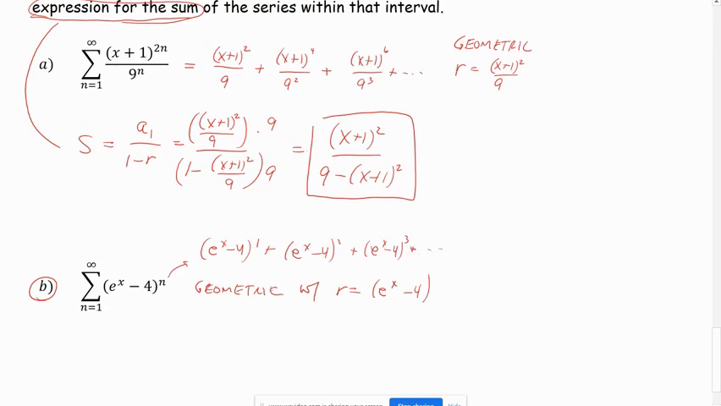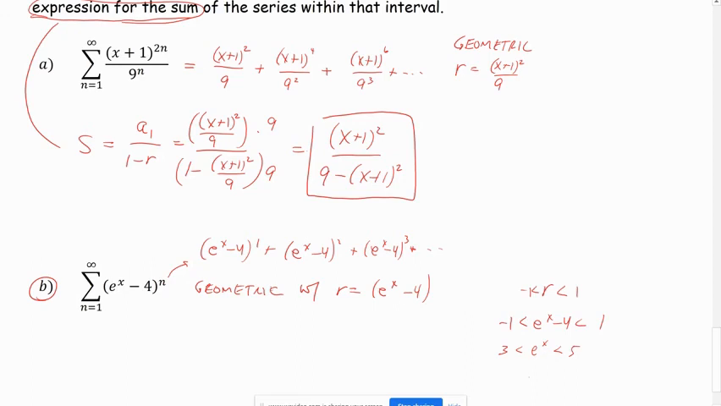Since the common ratio is e^(x-4), this will converge whenever the common ratio is between -1 and 1. And so that means we want e^(x-4) to be between -1 and 1. Add 4 to everything and you get 3 is less than e^x is less than 5.